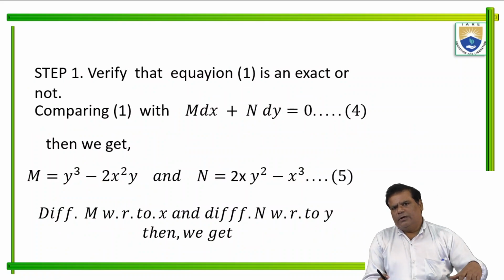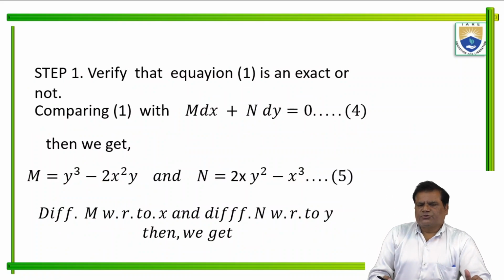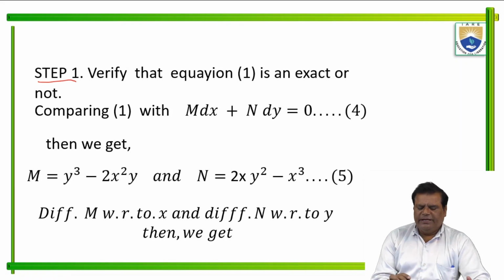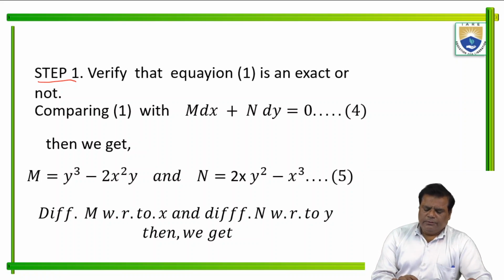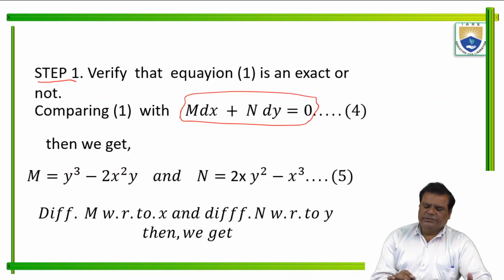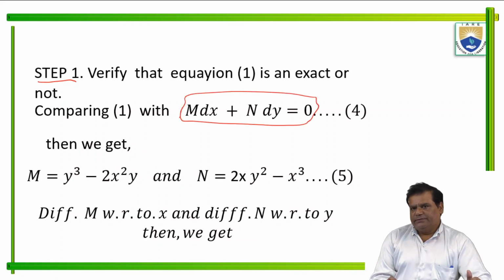Now step by step we are solving this question. Step 1: verify whether equation 1, which is given in the question, is exact or not. So compare equation 1 with M dx plus N dy equal to 0. This is the general equation, the type of equation which is exact. If we are checking whether any differential equation is exact or not, we compare with this M dx plus N dy equal to 0. This is equation 4.